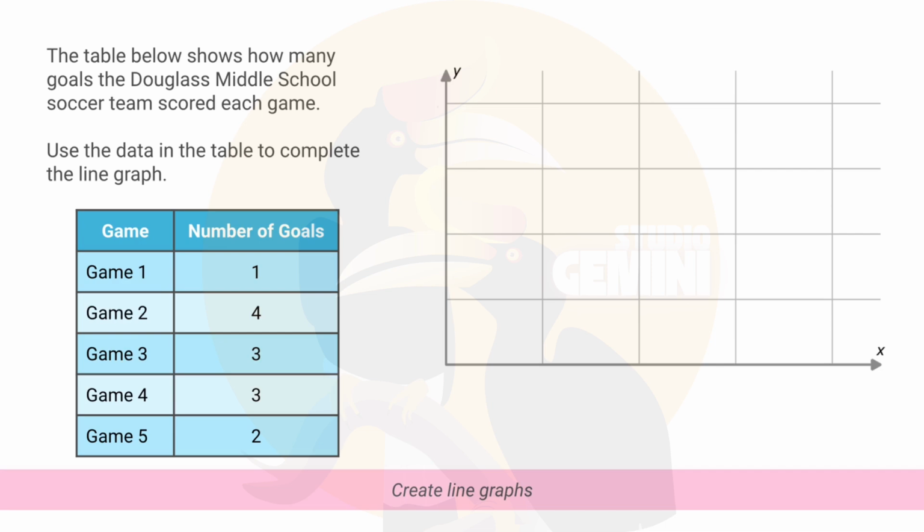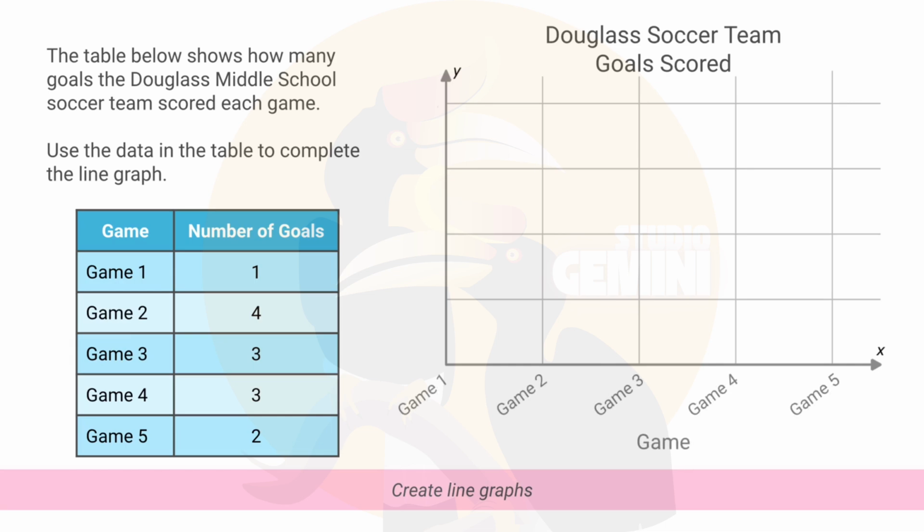Now let's set up our graph. We'll start with a title at the top. Then we'll put games 1 to 5 on the x-axis and give that axis a label. For the y-axis, since we need to go from 1 to 4 goals, let's label the lines from 1 to 4. We are going to take each of our points from our table and plot them on our graph. After we graph each point, we will connect them with a line.